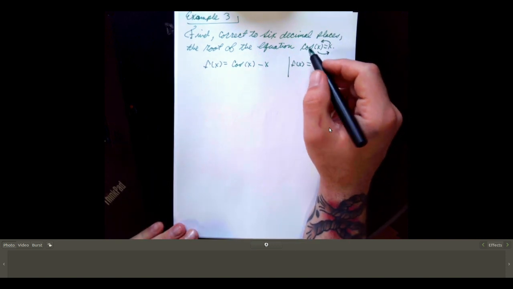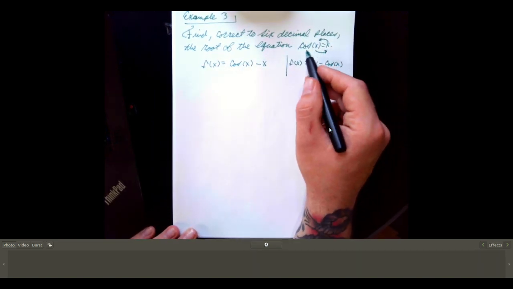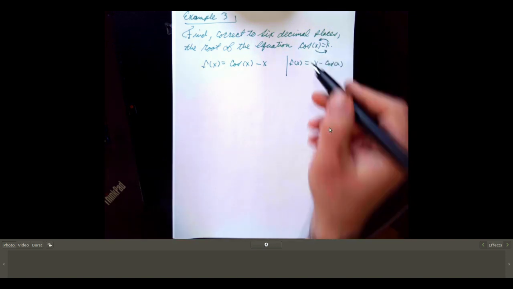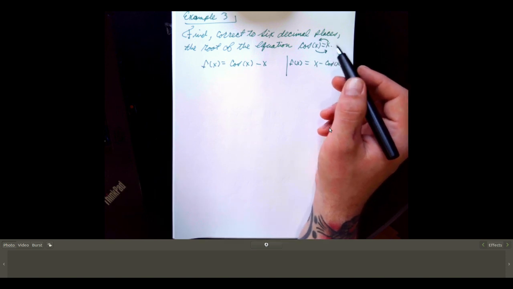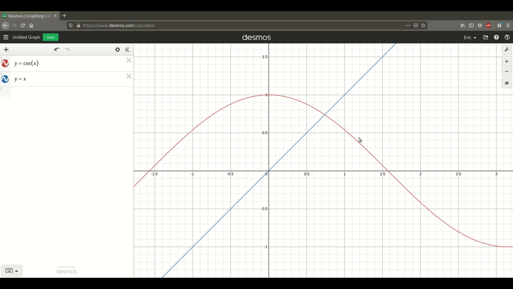So if we want to figure out the value of x that makes this equal to 0, and what value of x makes both sides of this equation equal, you can graph these to get a good idea for your initial guess. Let me pull up a different window. Right here, I've got the graph of cosine of x in red and the graph of just x in blue. If you're trying to figure out where these two are equal, that happens about when x is equal to 1. So let's take that as our initial guess.